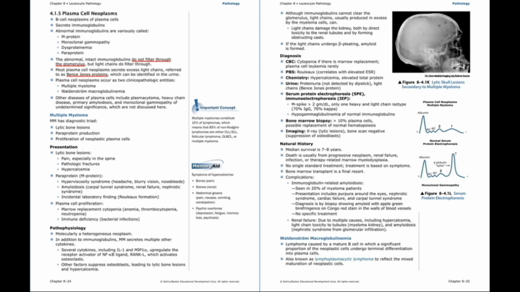Plasma cell neoplasms tend to occur in two clinical pathologic entities, either as multiple myeloma or as Waldenstrom macroglobulinemia, now also called lymphoplasmacytic lymphoma. Other diseases of plasma cells include plasmacytoma, an isolated mass, heavy chain disease, primary amyloidosis, and monoclonal gammopathy of undetermined significance. Discussion of these entities is beyond the scope of our discussion here.